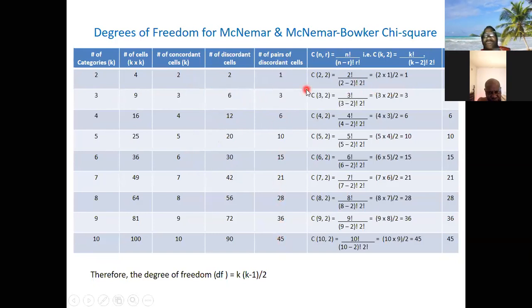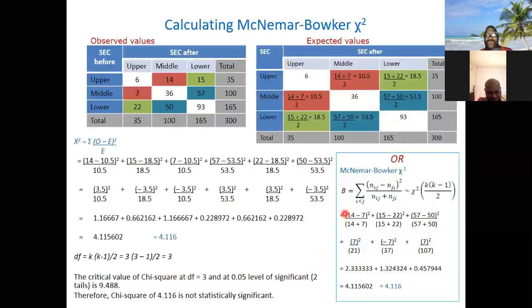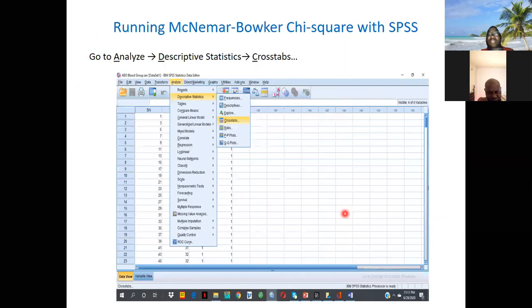If you calculate it, you see the answer here. The degree of freedom, can you see, 136? That is the number you get when you divide the number of discordant cells by 2, which gives you the number of pairs. The number of pairs is equal to the degree of freedom. So in McNemar-Bowker, the degree of freedom is the number of pairs of the discordant cells. I think when you go through the material, you're able to understand it better.